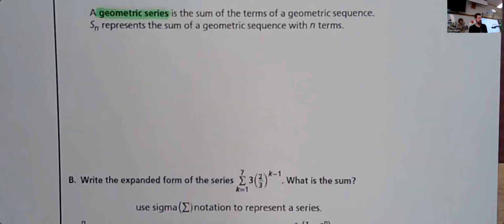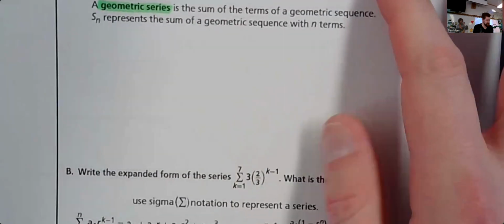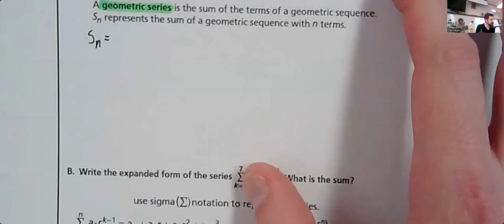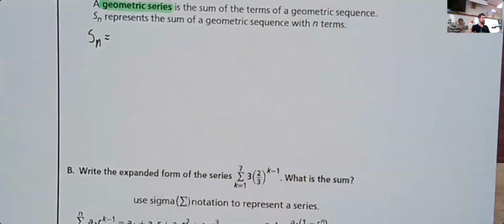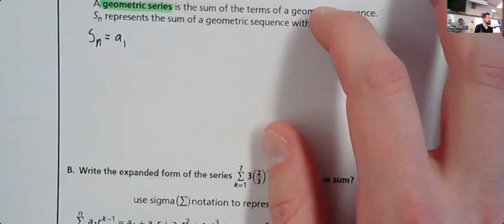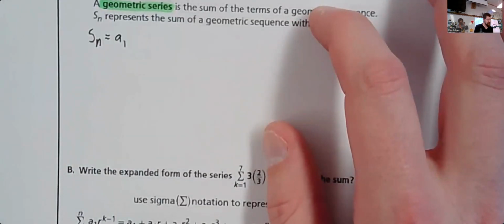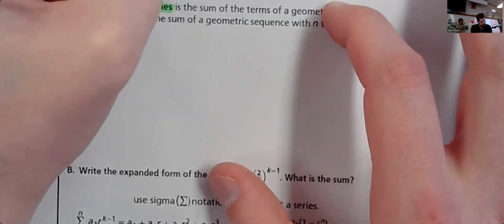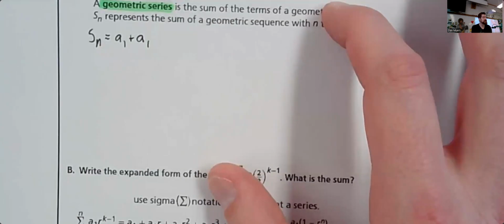So if you have a sequence, S sub n, write this down. And that is equal to the sum of all the terms, okay? The first term is always a sub 1. The second term is going to be the first term times what?